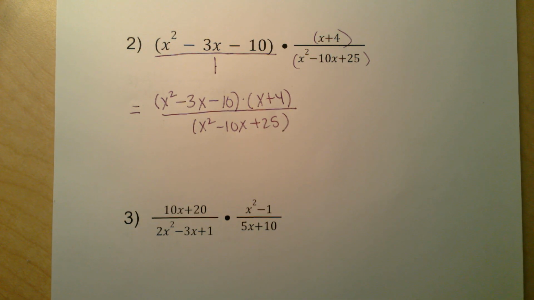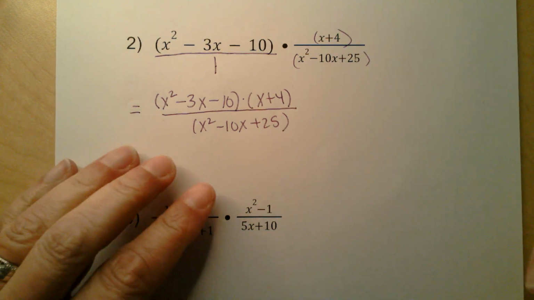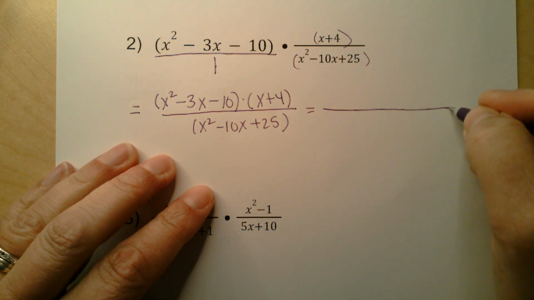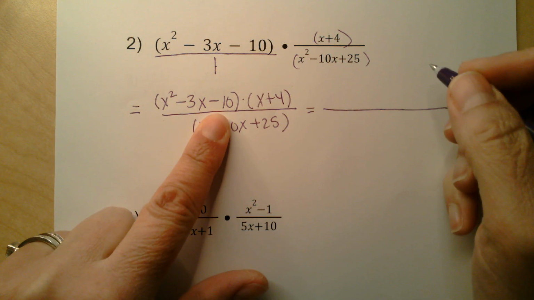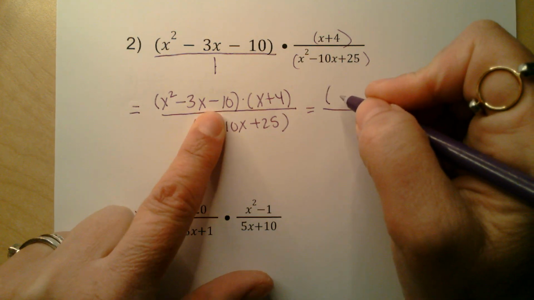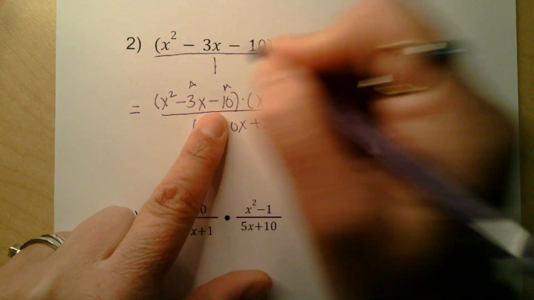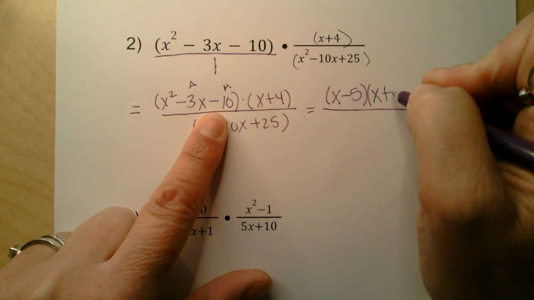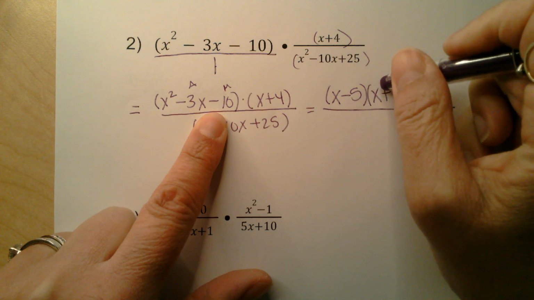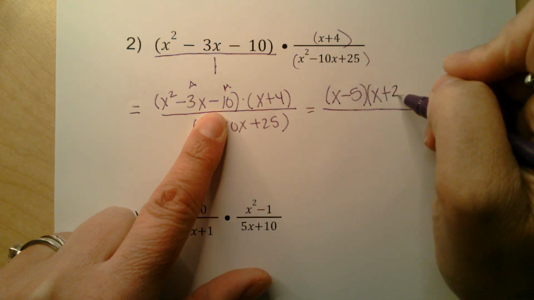Now, once I have it revolving around one fraction bar like I do here, let's factor everything and see what we can cancel out. This is the fun part, and this is why I focus so much on factoring, because once you're good at factoring, then you're ready to go and we can cancel things out. All right, let's factor x squared minus 3x minus 10. What multiplies to negative 10 and adds to negative 3? We're going to get x minus 5 and x plus 2.